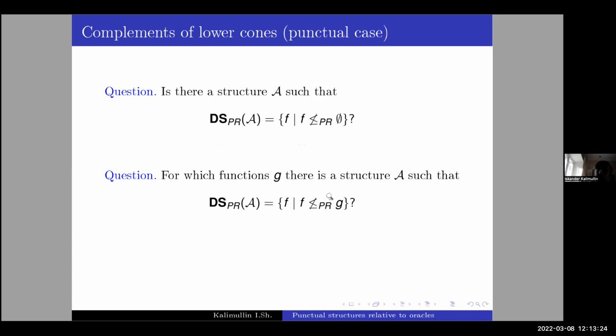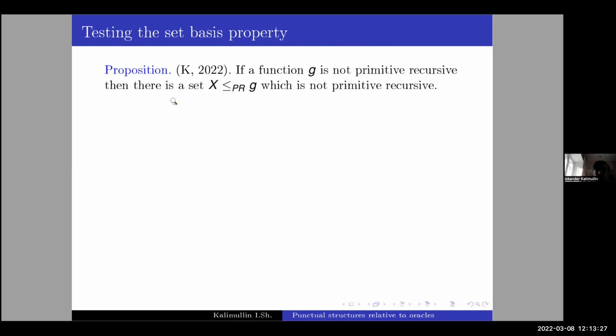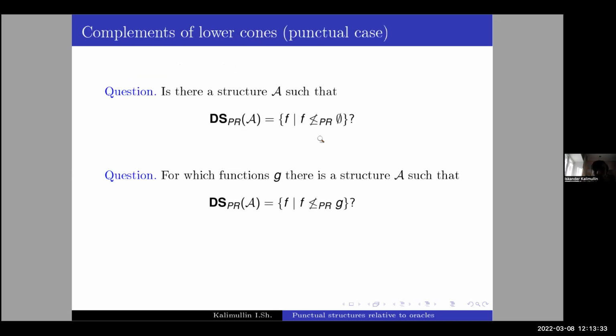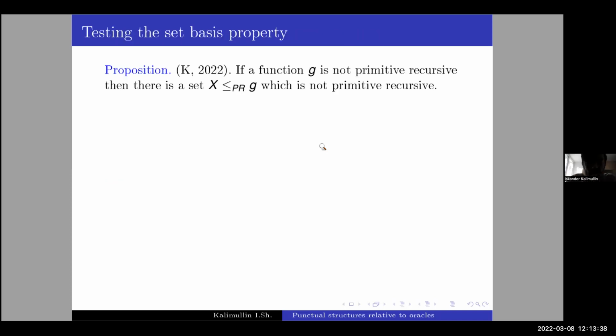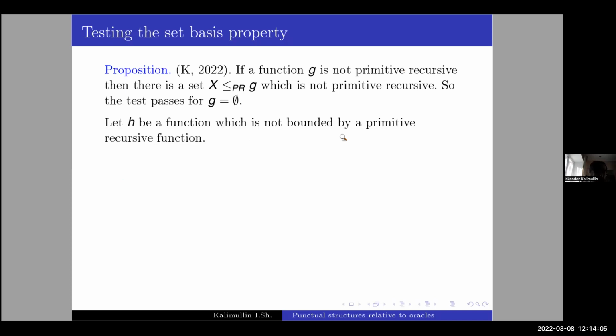And of course, we first need to check the set basis theorem, the set basis property. If you test this collection, then you can get that in fact this property passes. So if a function g is not primitive recursive, then below that we can find a set x which is not primitive recursive. And it's interesting that the result looks non-uniform, but it's uniform. And there is an example.